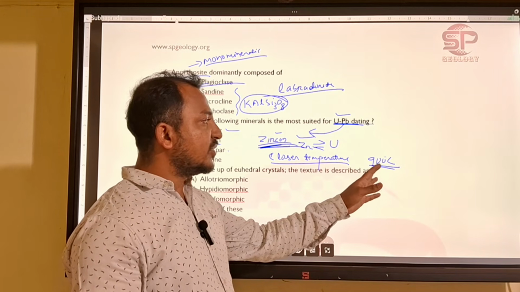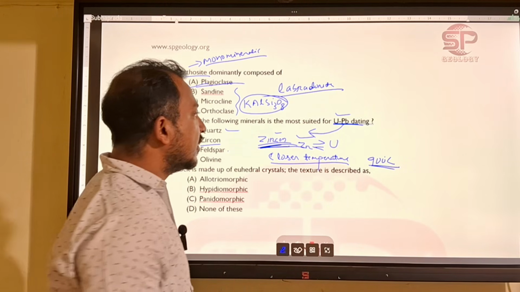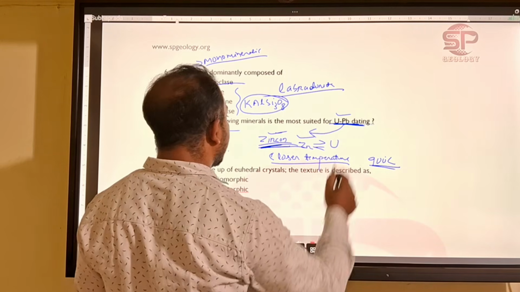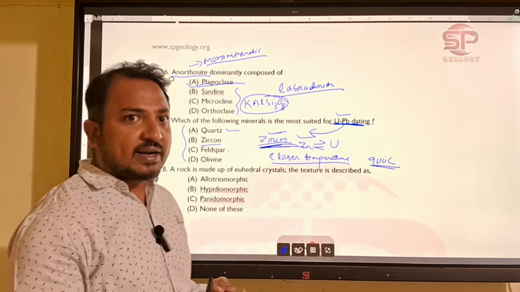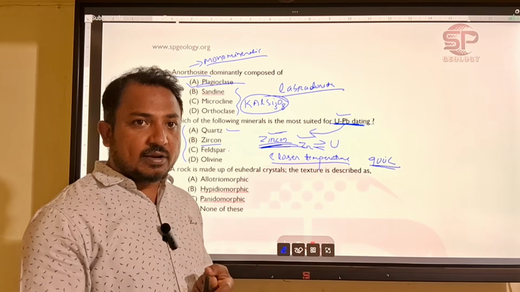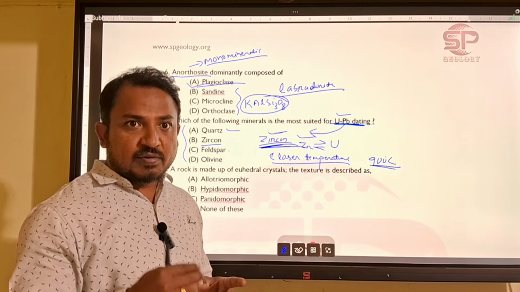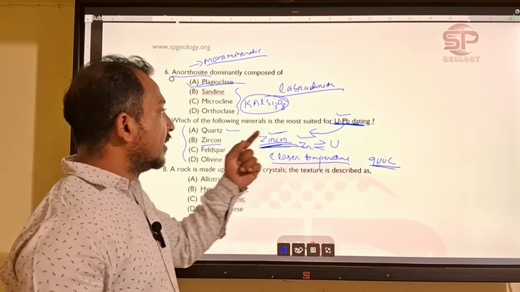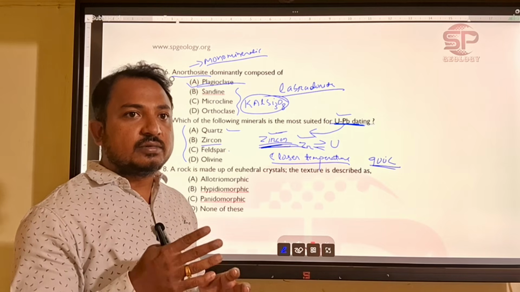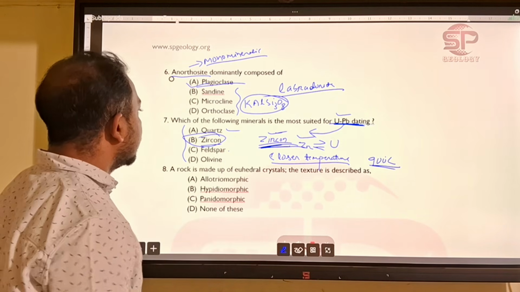If you increase the temperature to more than 900 degrees, then uranium will be removed from the zircon. So that is another reason zircon is very suitable for U-Pb dating. First, uranium can replace zirconium because of the same charge and similar size. Second, zircon has a very high closure temperature, so it can withstand high-grade metamorphism without releasing uranium. Then zircon usually rejects Pb, so all the Pb you find in zircon is radiogenic. So the answer will be zircon.